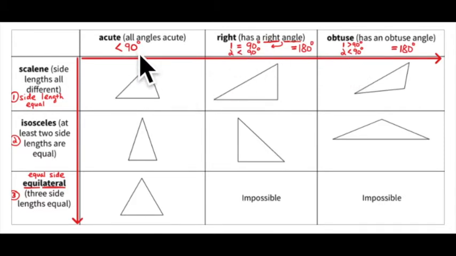Acute angles are less than 90 degrees, a right angle is equal to 90 degrees, and an obtuse angle is greater than 90 degrees. And then once again down the rows, scalene is one side, or none of the sides are equal. Isosceles is an interesting word to learn how to spell. It's S-O-S, isos. So just think of S-O-S, and then it's celes, C-E-L-E-S. Isosceles. And that means that two of the sides are equal, and equilateral, all three of the sides are equal.